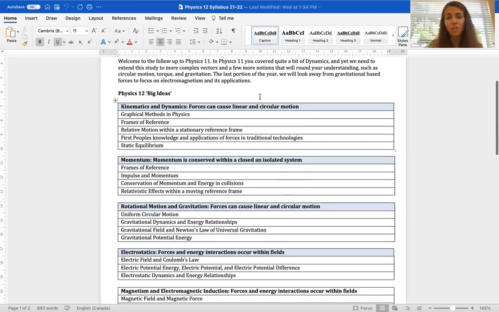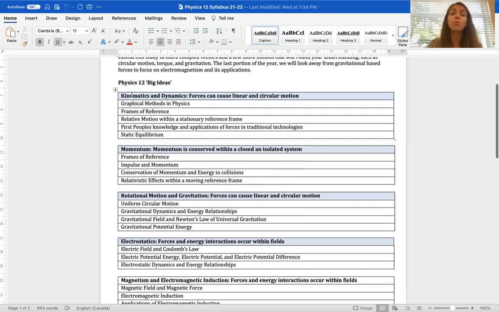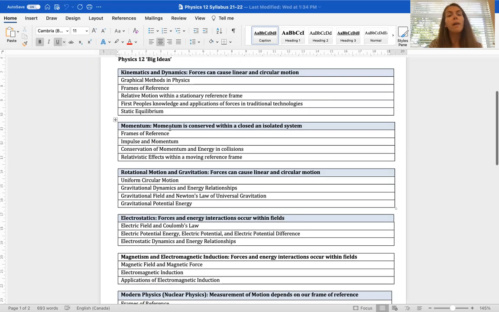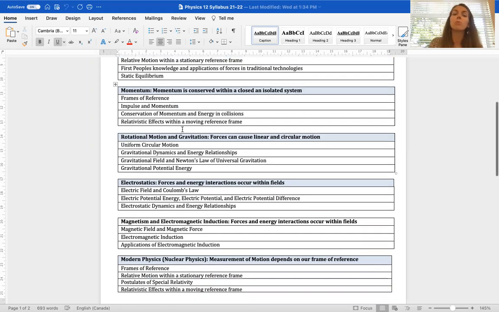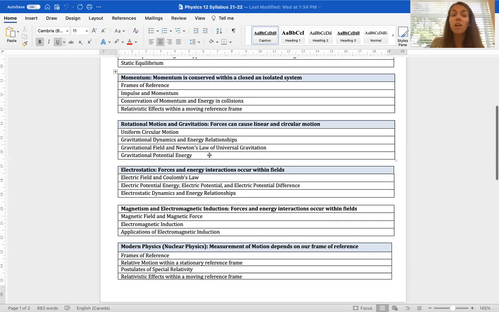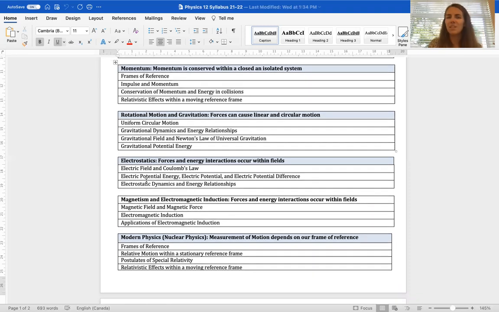After we have this introductory unit, we will get into reviewing kinematics and dynamics. They mentioned that there were some pieces of that they weren't completely confident with from last year. So we're going to revisit those themes and make sure that everything is good there. And then we're going to get into momentum. After that, we will be looking at rotational motion and gravitation, as well as some of the orbitals and some of those things. And then in the new year, we're going to get into electrostatics.